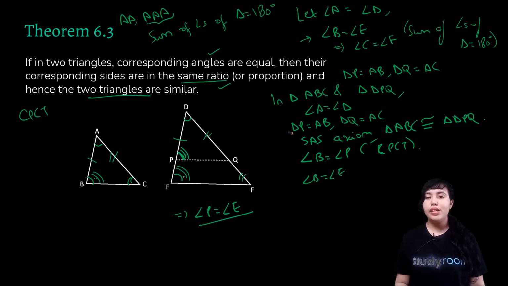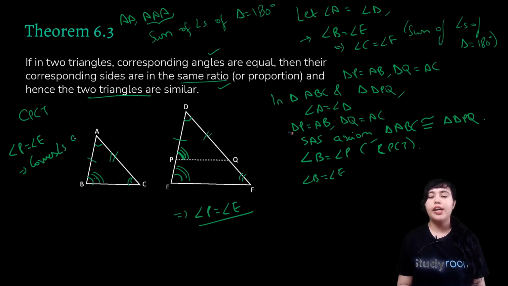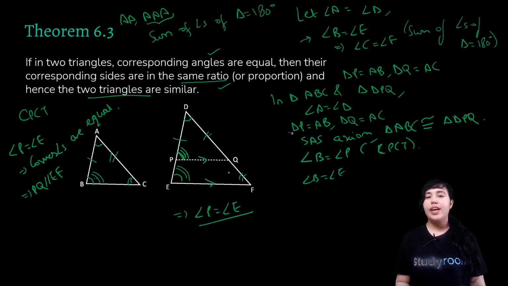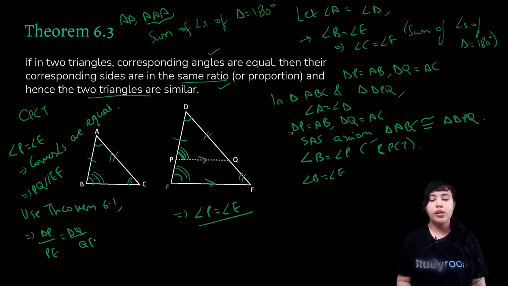Now if you look carefully, they are actually corresponding angles. So angle P equal to angle E means corresponding angles are equal. And you know, when corresponding angles are equal, the lines are parallel. It is a property of parallel lines. So that means PQ is parallel to EF. Now if PQ and EF are parallel, we can make use of theorem 6.1, which was the basic proportionality theorem. So then, since PQ and EF are parallel, we can say that the other two sides of the triangle are divided in the same ratio. So we can say that DP upon PE is equal to DQ upon QF.